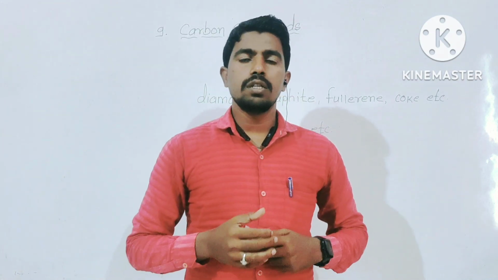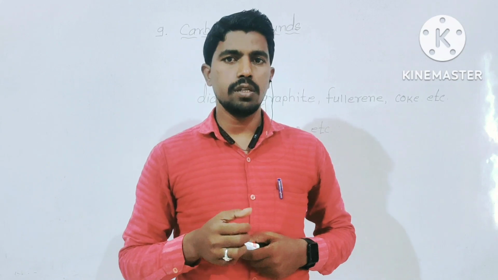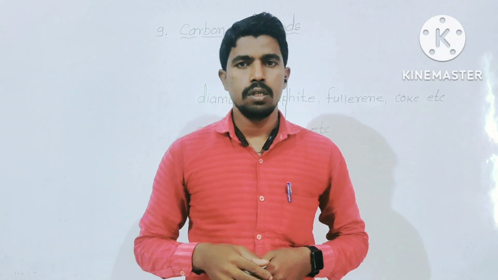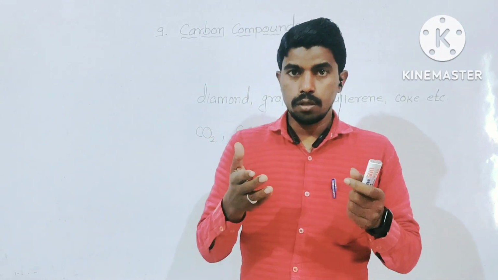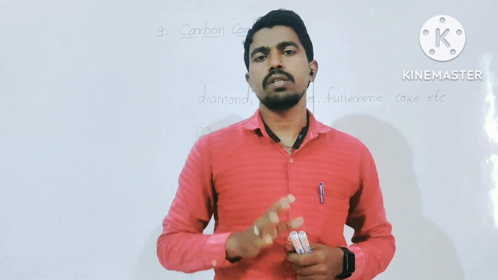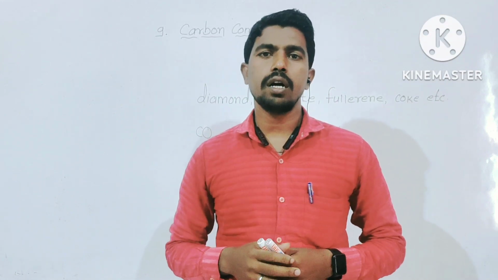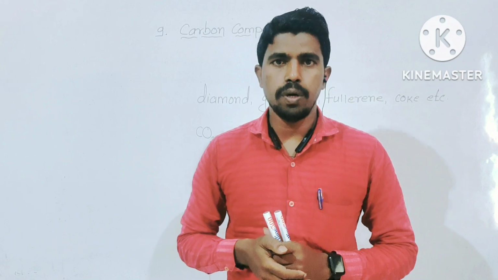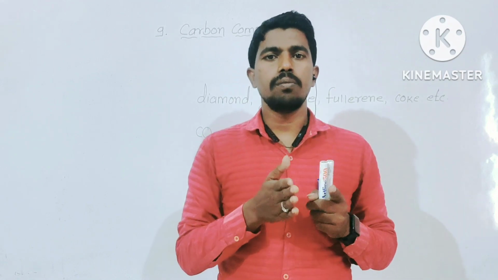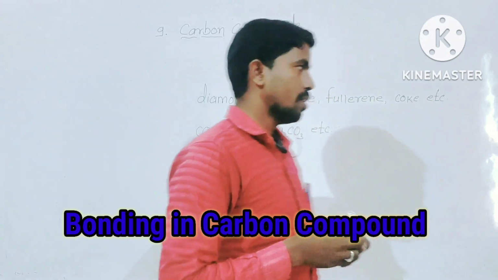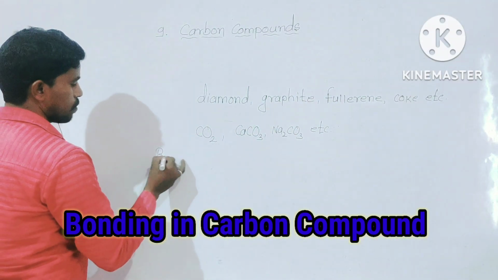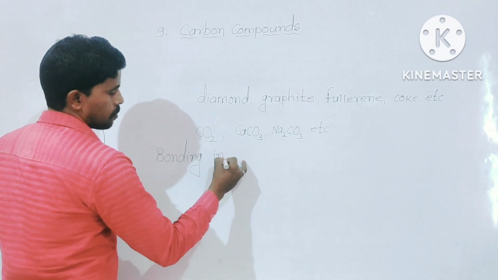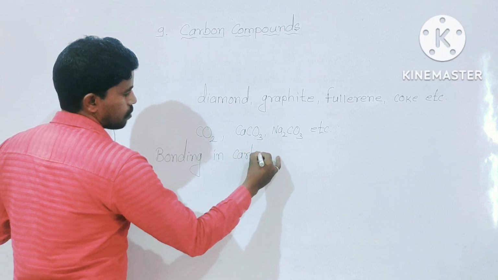The Earth's crust contains 0.02% of carbon in the form of element as well as in the form of compounds, and the atmosphere contains about 0.03% of carbon in the form of carbon dioxide. So next we will study the bonding in carbon compounds. Which type of bond does carbon form? Bonding in carbon compounds.